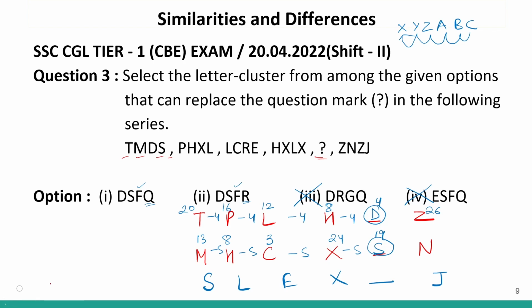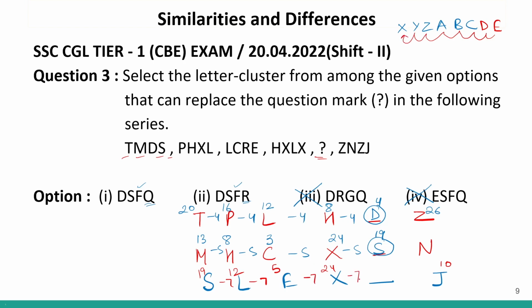Correct? So for the last series, the ranking for S is 19. For L, the ranking is 12. For E, it is 5. For X, it is 24. And the one we have to find out. And for J, sorry, for J, it is 10. Here I can see minus 7, minus 7. From E, if we are going to X, 1, 2, 3, 4, 5, 6 and 7. So minus 7 over here also.